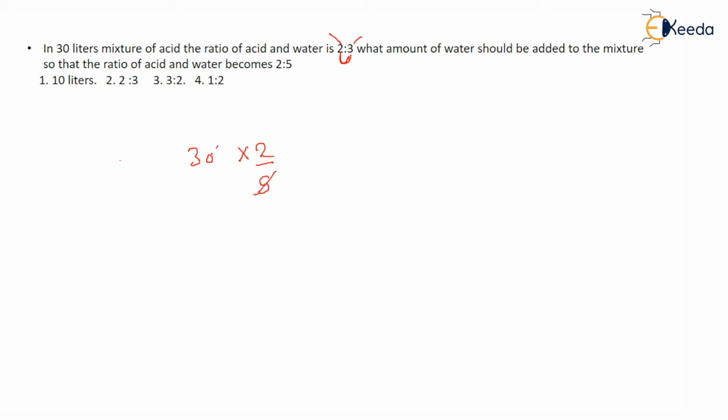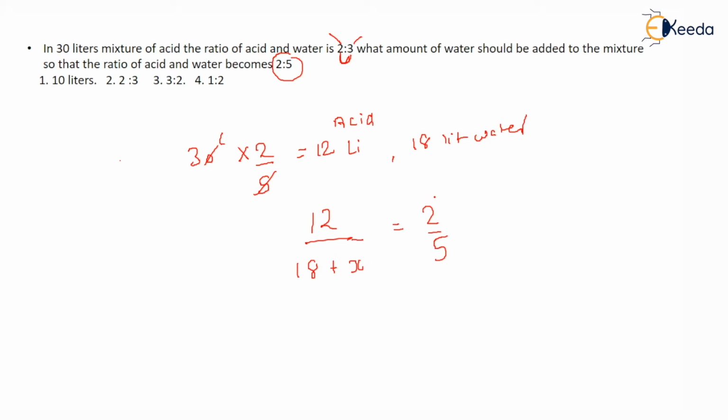2 parts is acid. After you do this, it comes out to be 12, so 12 liters was acid and the remaining is water, meaning 18 liters is water, and this is your acid. So what quantity of water should be added to make this mixture 2 to 5? So 12 is there, that is acid, 18 is water, you have to add water. Okay, so to make the ratio 2 to 5, you have to keep the acid the same, right? So what quantity of water will you add to make it 2 to 5? You can solve it now.